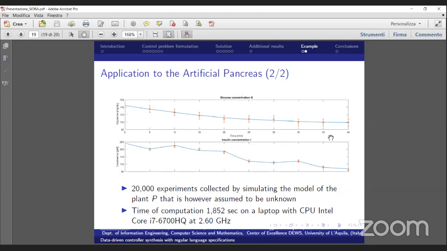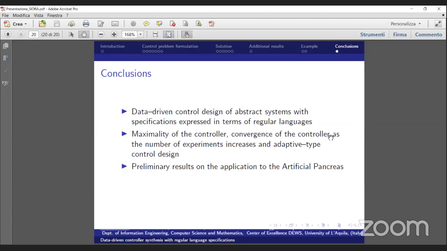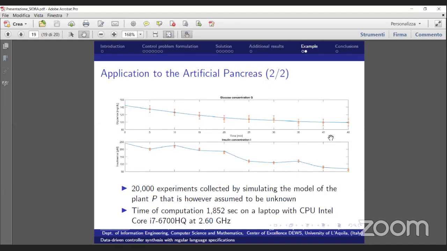Okay, so concluding, we have given some results concerning a data-driven approach for the control of this class of systems that we call abstract systems, with specifications expressed in terms of regular languages. We also provided some additional results concerning maximality, convergence, and adaptivity. And we also presented some preliminary results on the application to the artificial pancreas. Thank you for your attention.